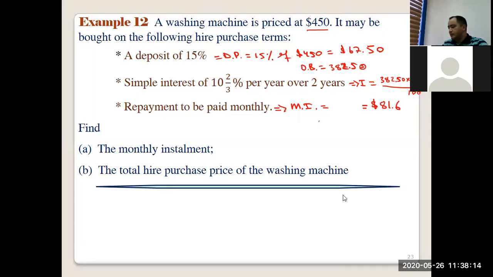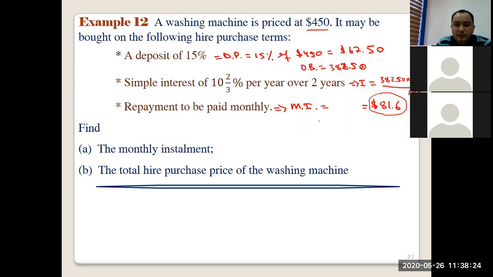Okay. So that means that because we are buying this on hire purchase, we have to pay this additional amount to the cash price. All right. So repayment will be monthly. So the monthly installment then would be, the total amount is this much left, right? We have to pay this.